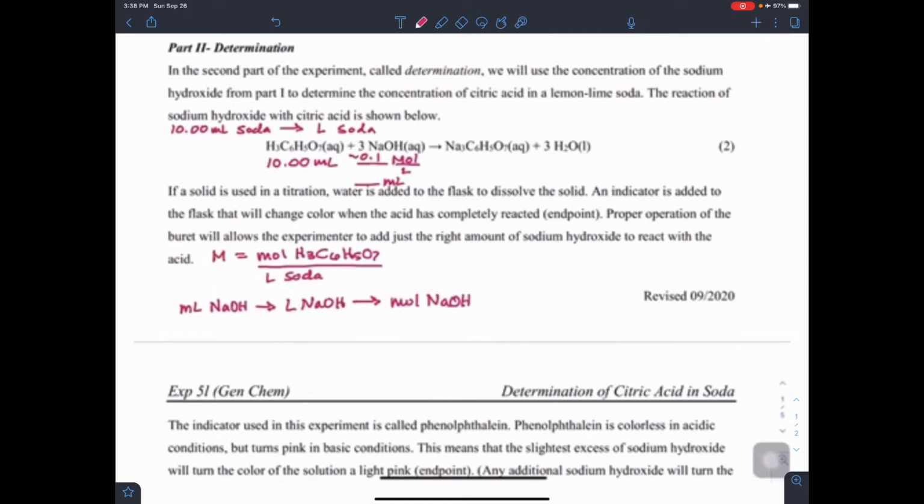Once we've found the moles of sodium hydroxide, we can use that to find the moles of citric acid. The conversion factor needed for that comes from a balanced chemical equation: 1 mole of citric acid for every 3 moles of sodium hydroxide. Then this value, the moles of citric acid, will go in the numerator here. We're dividing by the total volume of soda that we titrated, which is this value up here, and that will give us the molarity of citric acid in the soda solution.